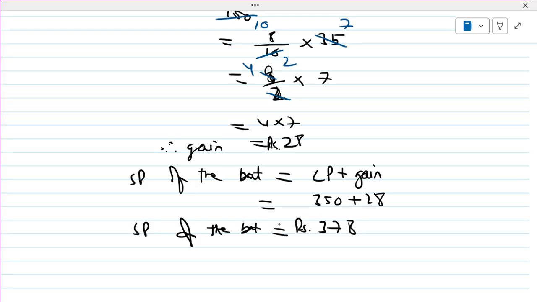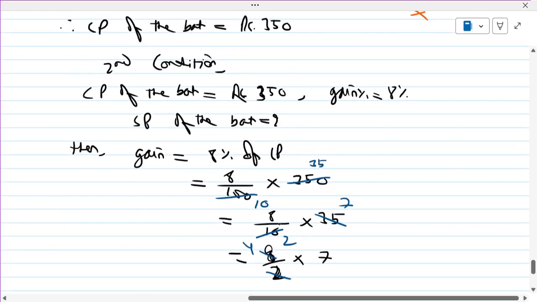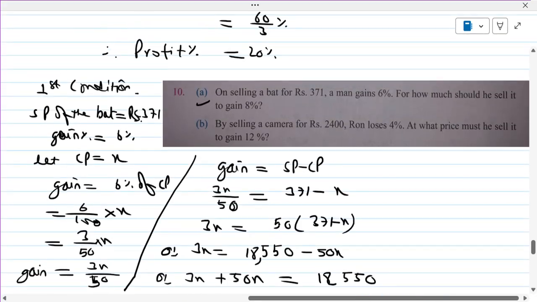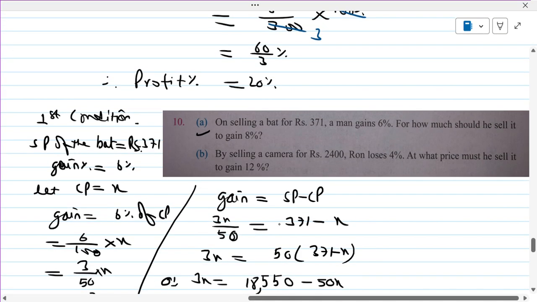So done. The selling price of the bat is found for number 10 part A. After that, part B is very similar. I will explain, and you can do it yourself.